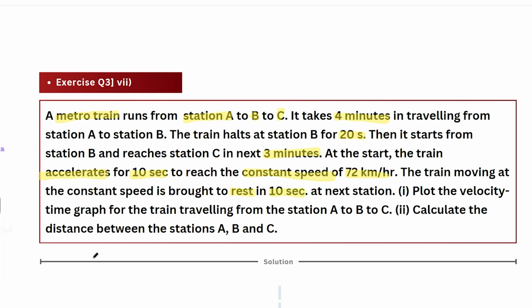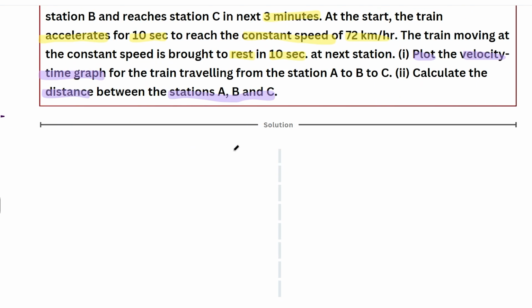Based on all this information, we are required to do two things. First, we need to plot a graph between the velocity and time of our particular motion, so we have to show the relation between velocity and time for this example. The second thing we have to calculate is the distance, between stations A, B and C. We will calculate the distance between stations A and B, and then the distance between stations B and C. So let's get into the solving side.